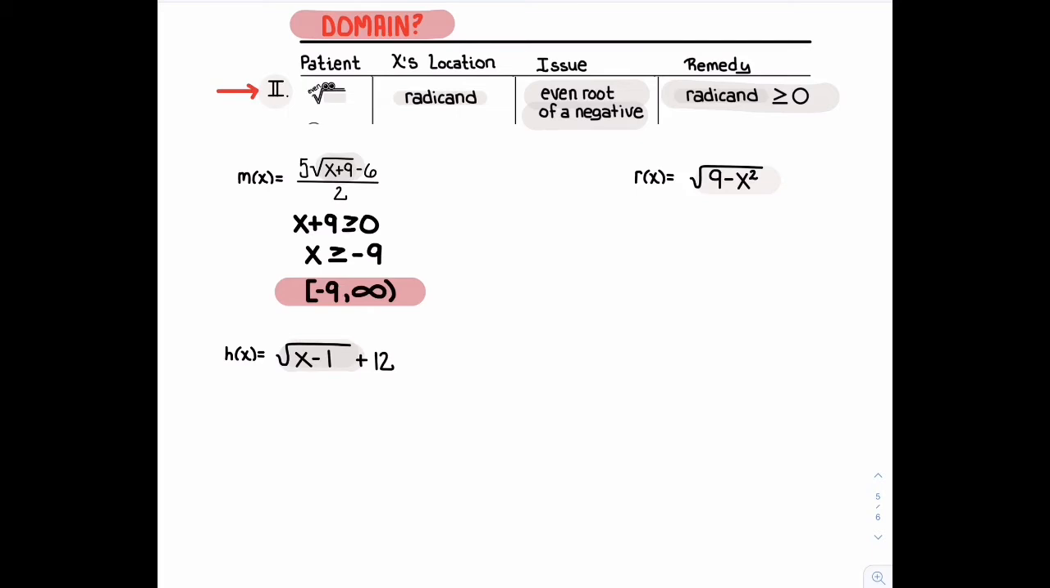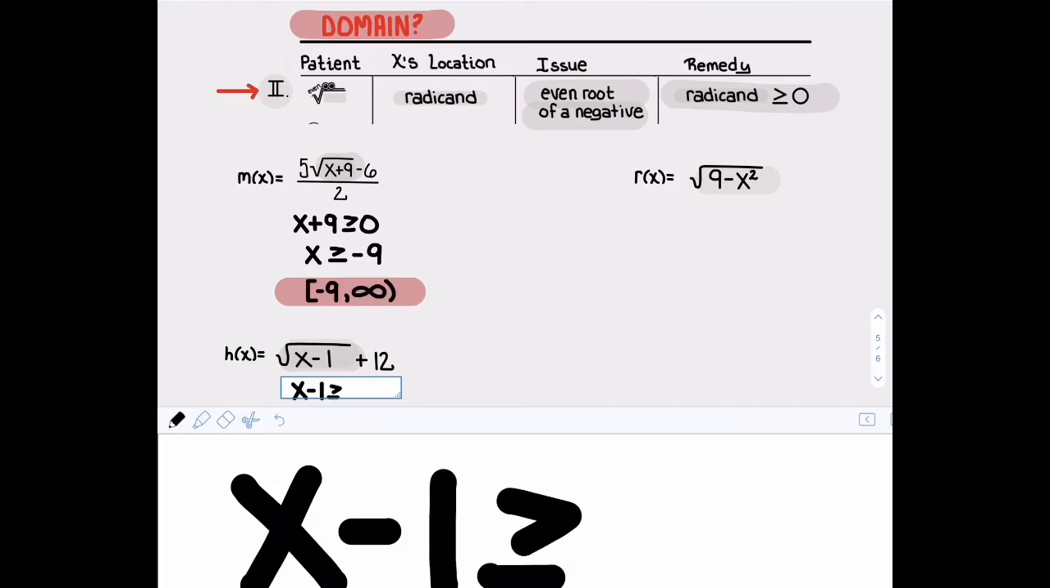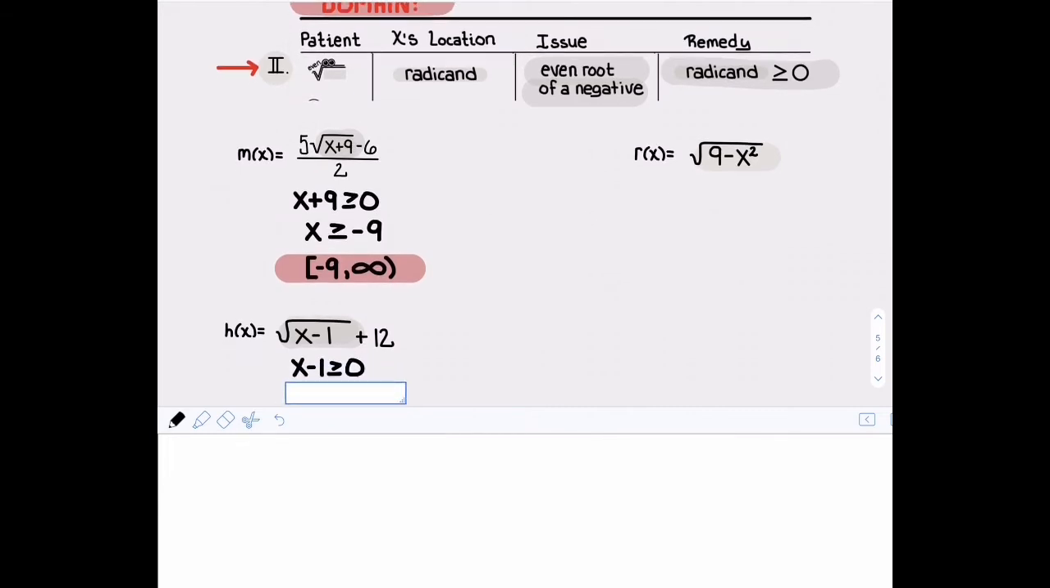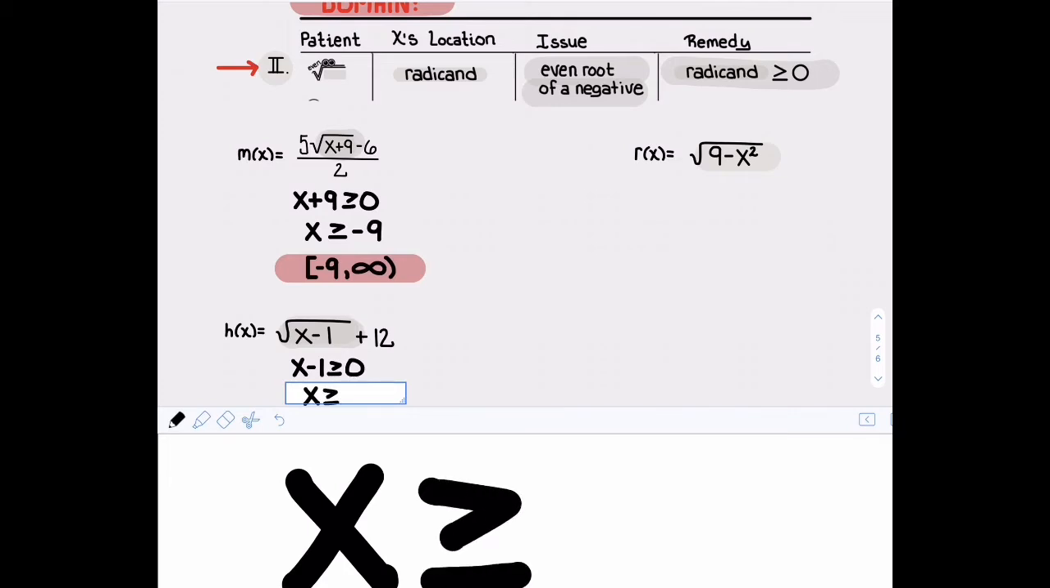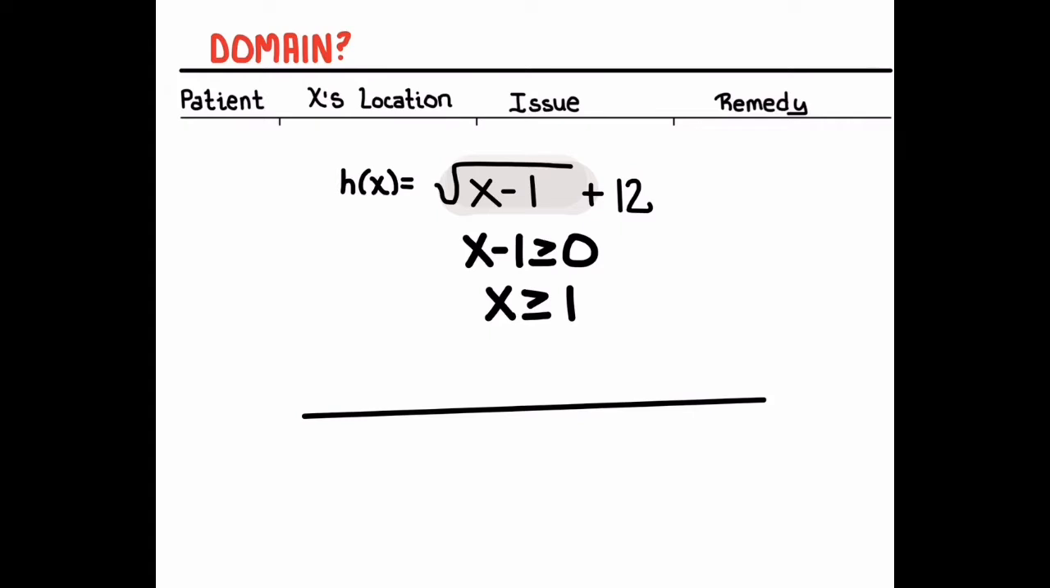Let's take a look at h of x. The radicand is x minus 1. So following the rule, we're going to set the radicand greater than or equal to 0. Add 1 to both sides to solve. So our x's need to be greater than or equal to 1. Let's take a closer look at how to write this using interval notation. So we can use the number 1, and we can also use any number that is greater than 1, so everything to the right.